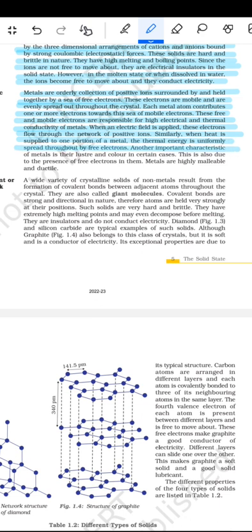Similarly, when heat is applied to one portion of a metal, the thermal energy is uniformly spread throughout by the free electrons. Another important characteristic of the metal is their luster and the color in certain cases. This is also due to the presence of the free electrons in them. Metals are highly malleable and ductile.